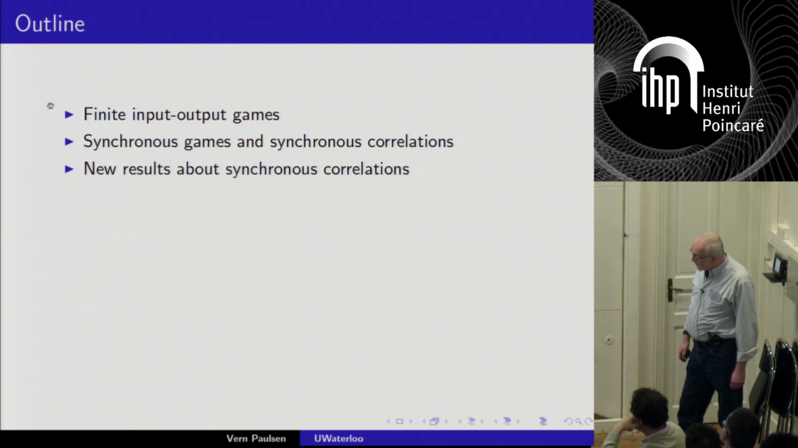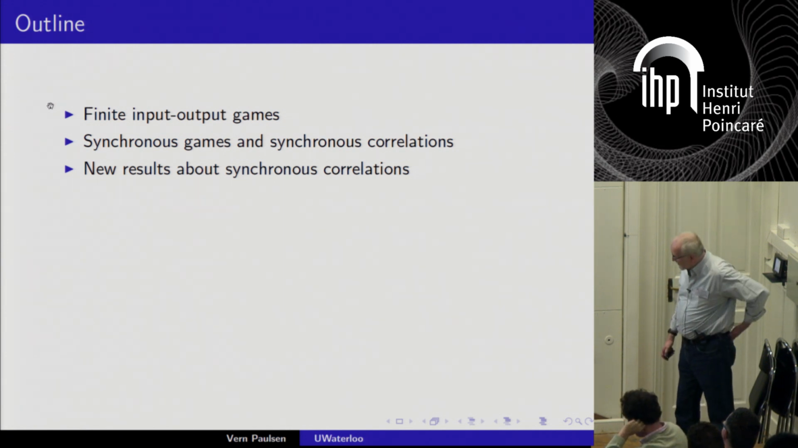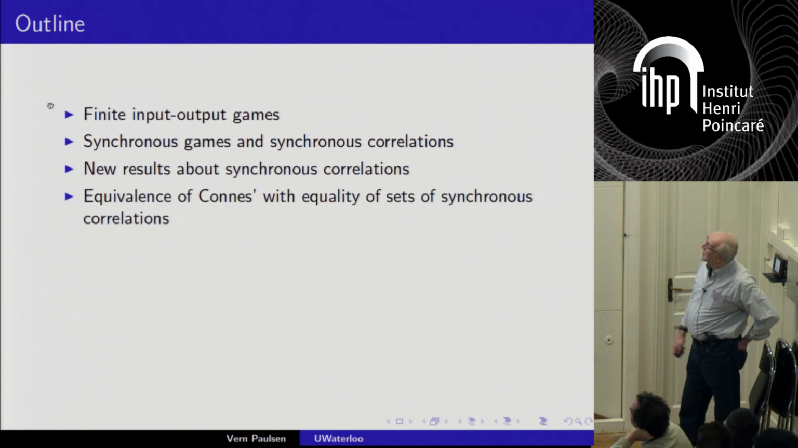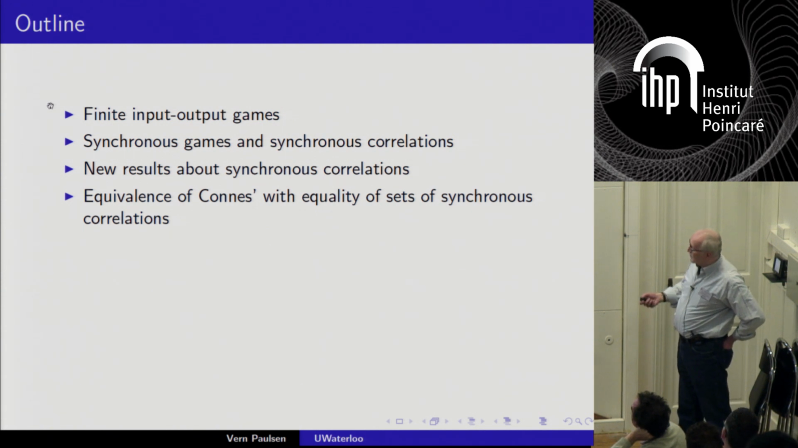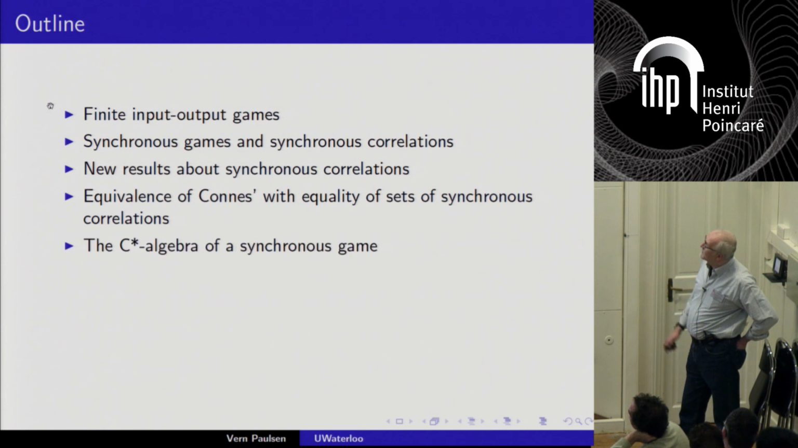Then I'll present some new results about synchronous correlations. We've been working with synchronous correlations for a while, and there was a spot where we were stuck, and we now have a proof that got us past this one hurdle. And then once we know that, we'll be able to show a sort of analog of Ozawa's result: that Kahn is equivalent to two sets of synchronous correlations being the same. Then I'll introduce you to this idea of the C-star algebra of a synchronous game.